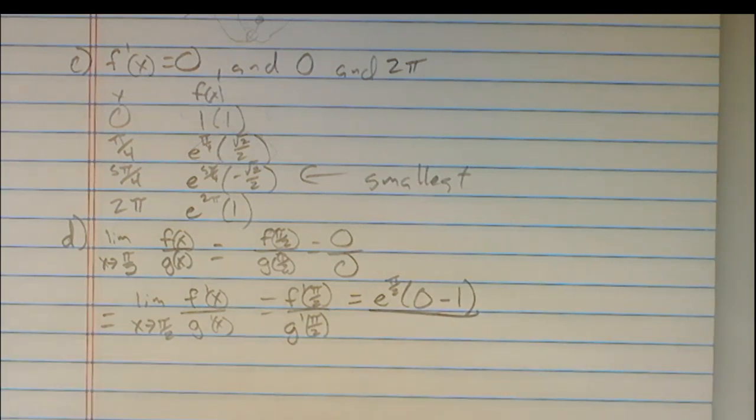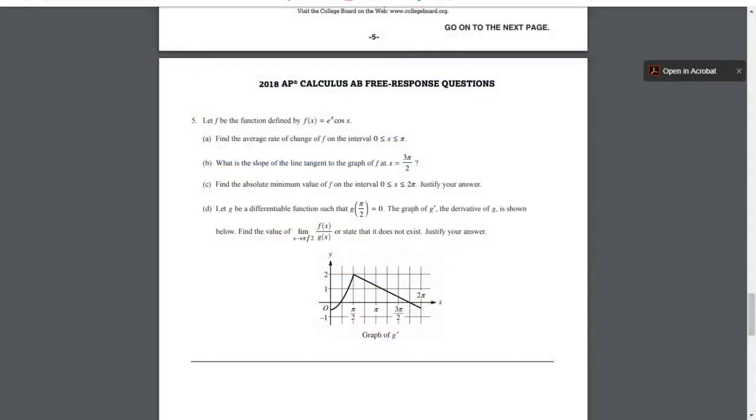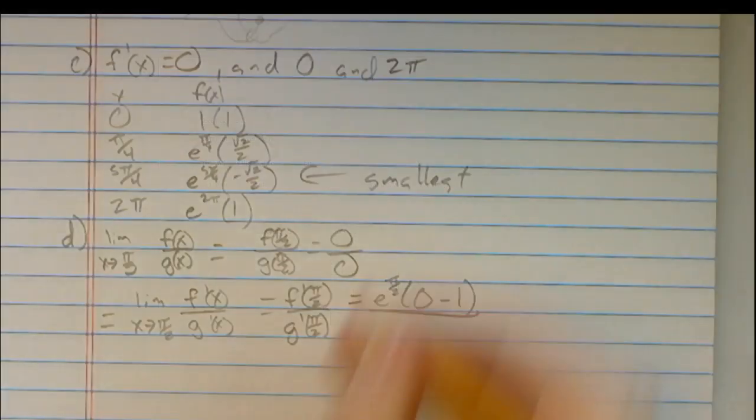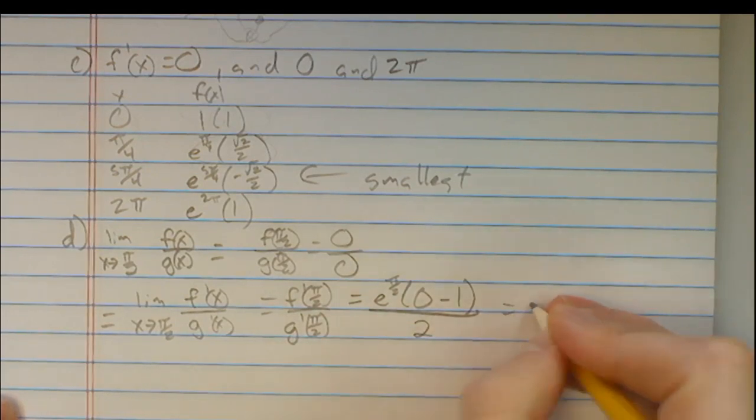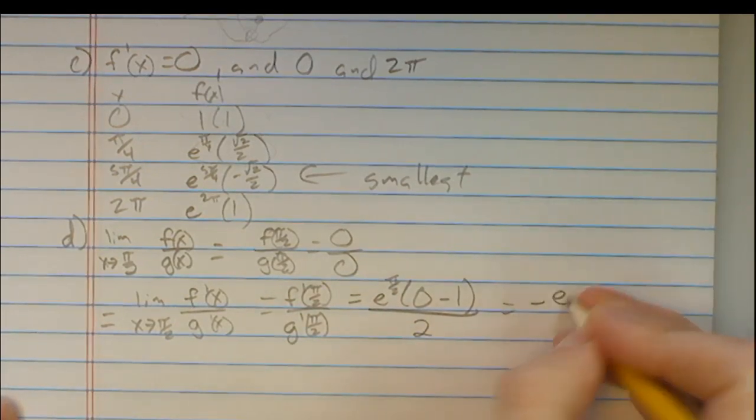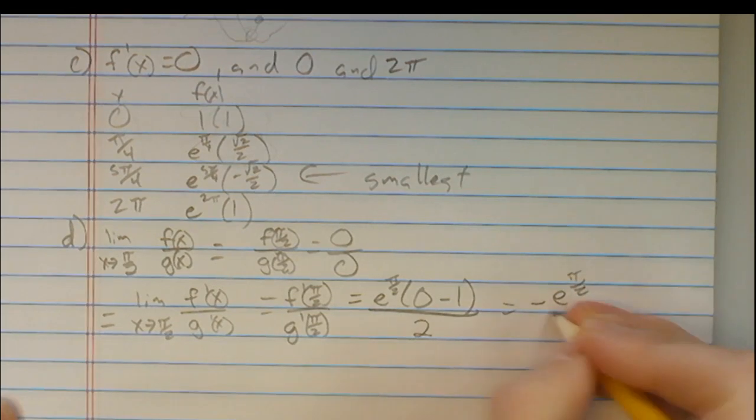This is where we have to look back and see more about g. We're given a graph. G prime of pi over 2 is just 2, right? This is the graph of g prime. G prime of pi over 2 is 2. So over 2. So we have negative e to the pi over 2 over 2.